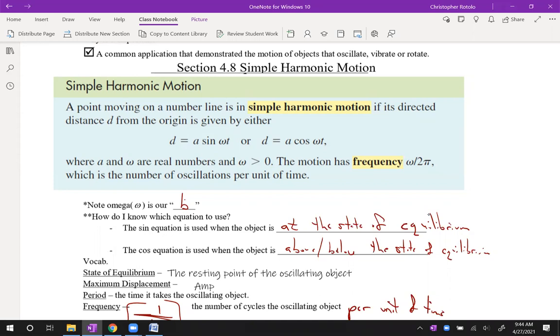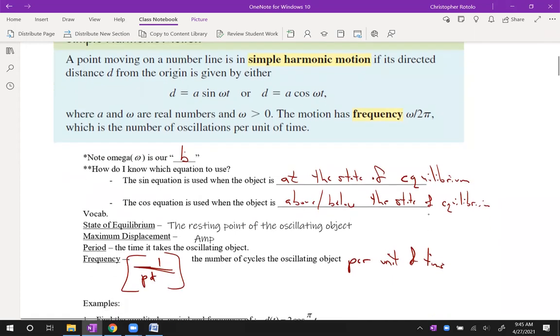But omega, this curly W, that means we're going to talk about when omega is greater than 0. And when we have that, the frequency, so this is talking about the number of times something may go back and forth. It's kind of like period, but not exactly. So we'll deal with that in that way. So that's omega divided by 2 pi. Our omega is technically the b value, right? So that's what we had been using as 2 pi divided by. So this one's going to be that reciprocal function to work with.